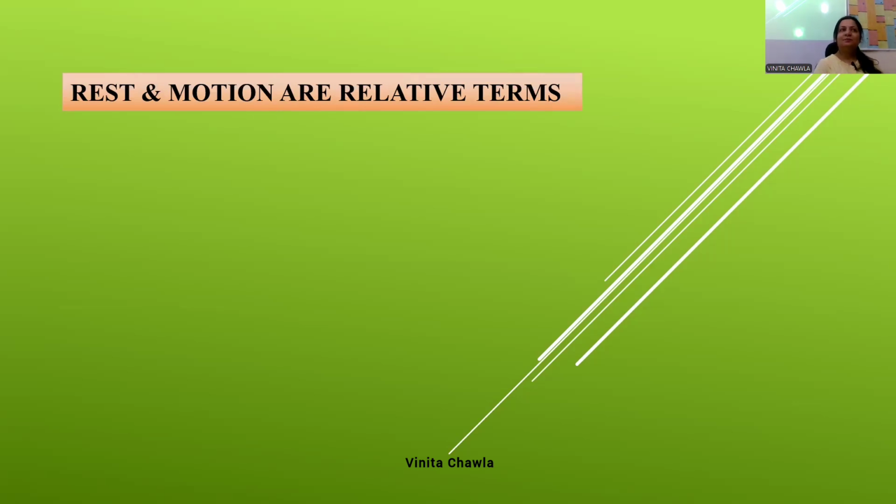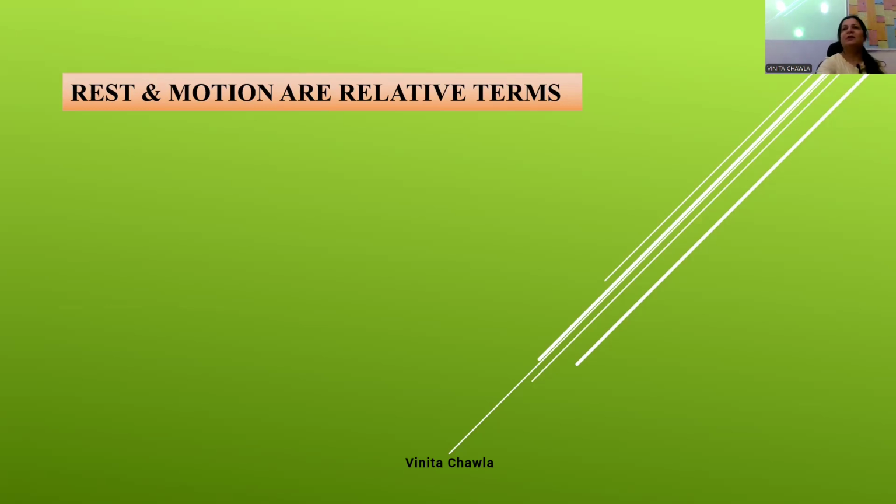Are you all at rest? You are sitting on your chairs. You are at rest because relative distances between you and me and all my students is not changing. So all the students are at rest with respect to me. But if I am observing you all from the surface of moon, then are you at rest or in motion? Motion. Why in motion? Because earth is rotating about its axis and you are also moving along with the earth. So you all are in motion in that case.